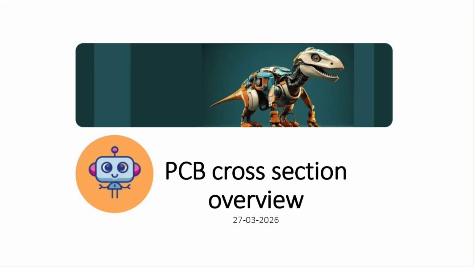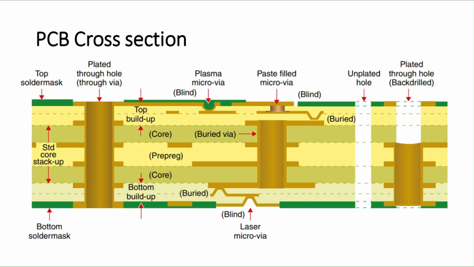Today I'm going to explain about PCB cross-section. So this is the cross-sectional view of a printed circuit board. Here you can see the multiple layers arrangement. Some are conductive material, some are dielectric, and you can see some holes, plated and unplated holes, in between, and in between you can see some copper layers.